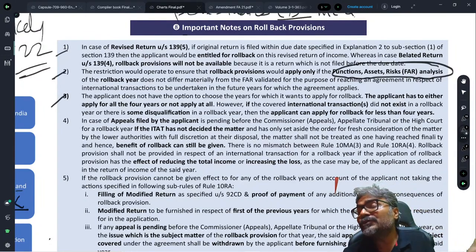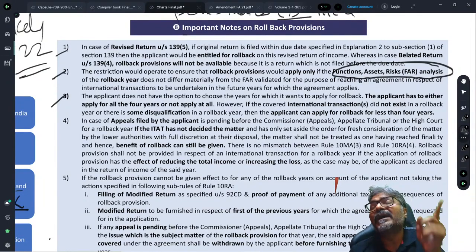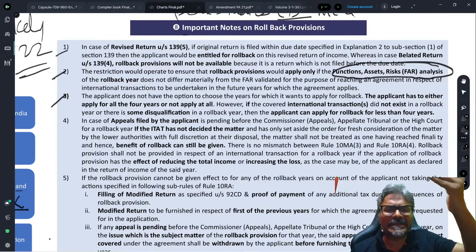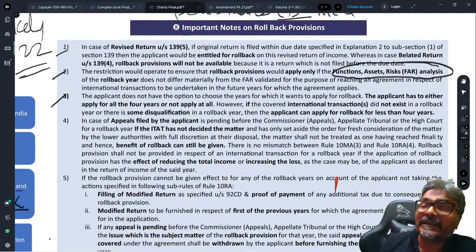You don't have the choice of picking or choosing which year out of the 4 years you want to take up the rollback, except if some of the years in that 4 years period are disqualified. How are they disqualified? We have just now discussed above that in some of the cases it may be disqualified. Then only that option is available.